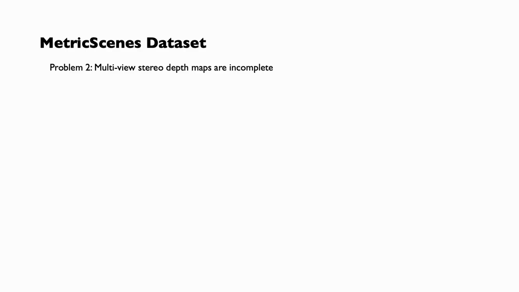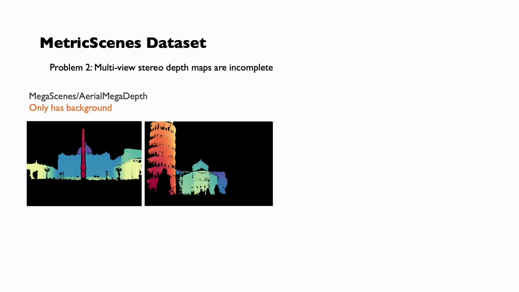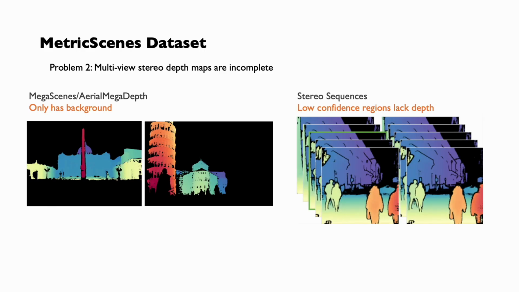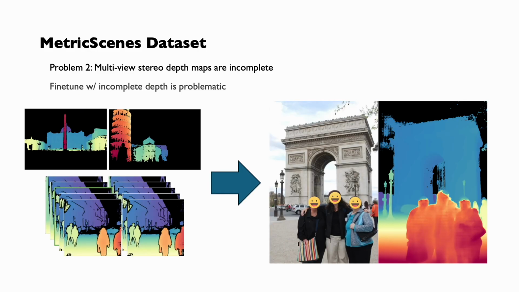However, depth maps from prior stages are typically incomplete. Internet photos lack foregrounds and transient objects, while stereo imagery lacks background due to low confidence in distant points. Directly fine-tuning on such partial depth maps results in incomplete structures and erroneous foreground depth.